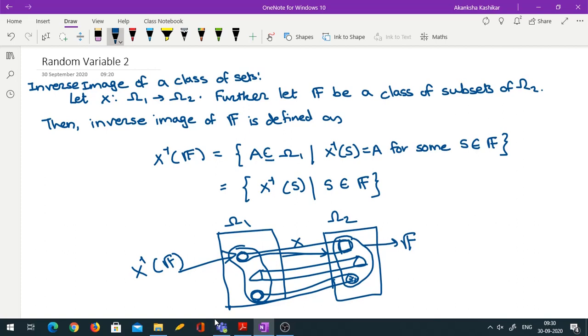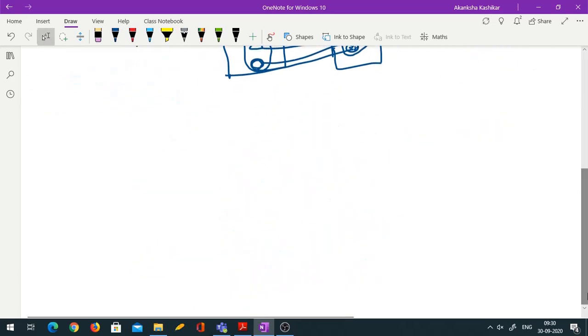Okay. So X inverse of script F is basically the collection of inverse images of sets from script F. The same thing can be written in this way: X inverse of F is the collection of all those subsets of omega 1 which are inverse images of some sets from F. Okay. Now we have to study a couple of results related to these inverse images of a class of sets.